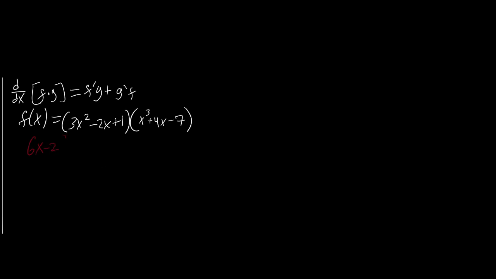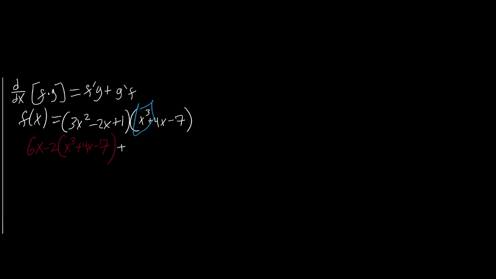So 6x minus 2, and then we can just put that, and then since we have f prime already, this is the derivative already of this. So we just plug in g, so x to the power of 3 plus 4x minus 7. That is our first part done. And then we're going to put the plus sign, and then we're going to put g. We're going to get g prime, the derivative of this right here.